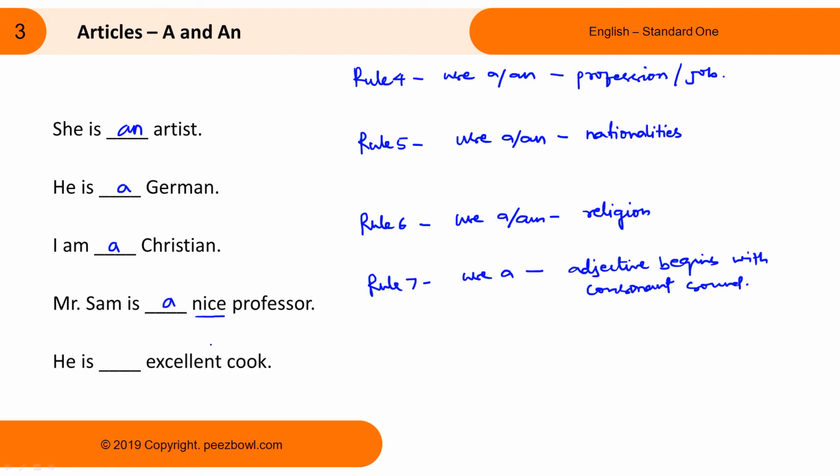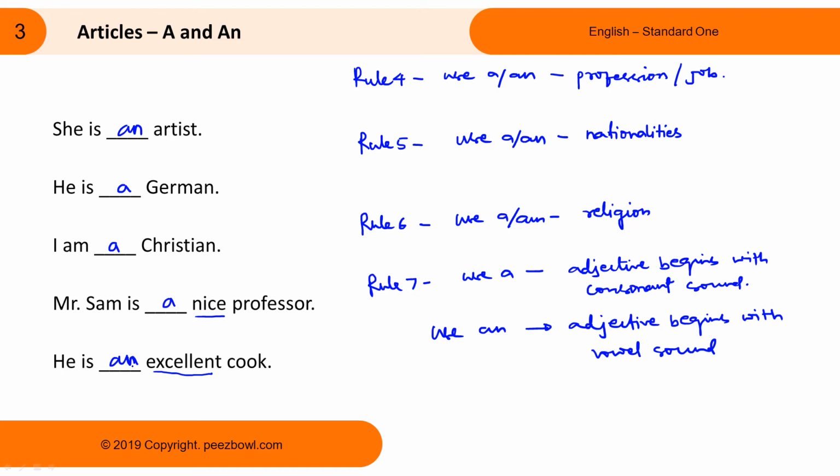My next example is, he is dash excellent cook. In this example also, excellent is talking about the cook. So we follow the previous rule. We will write an with an adjective that begins with a vowel sound. So for this example, we will write an before excellent because excellent starts with a vowel sound. He is an excellent cook.